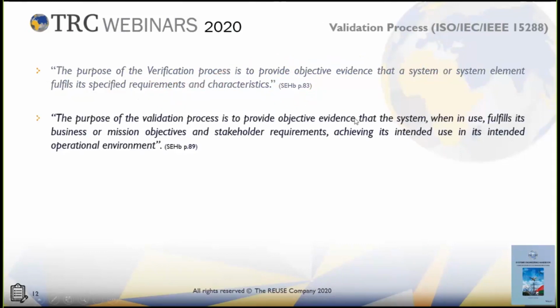If we put in the same place the definition of the validation process, you will see that it almost starts in the same way: provide evidence, and then it states the system as well, and several different things start to happen. When in use, it fulfills its business, mission, or objectives, and stakeholder requirements. Then here comes the operational environment again.